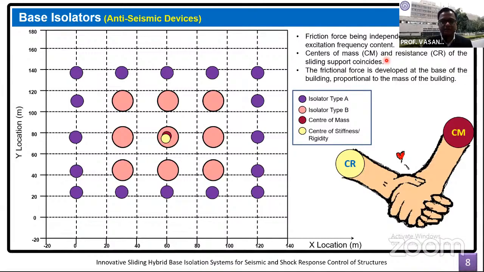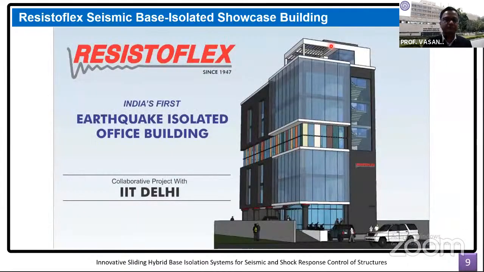Now what you will observe in one of the subsequent slides is what happens to the moment at the isolation level. But for the torsionally coupled system, it is advantageous that sliding systems are introduced so that the effect of the torsional coupling is minimized or almost nullified.